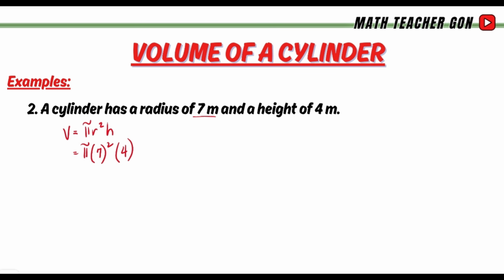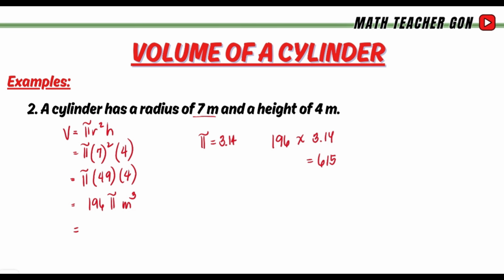Then, copy again pi. 7 times 7 is 49, times 4. So what is 49 times 4? So that is 196 pi cubic meters. So if we substitute the value for pi, which is 3.14, multiply it to 196, and that will give you the answer for number 2, which is 615.44 cubic meters.